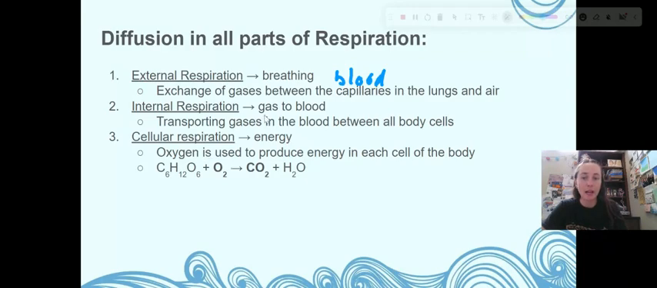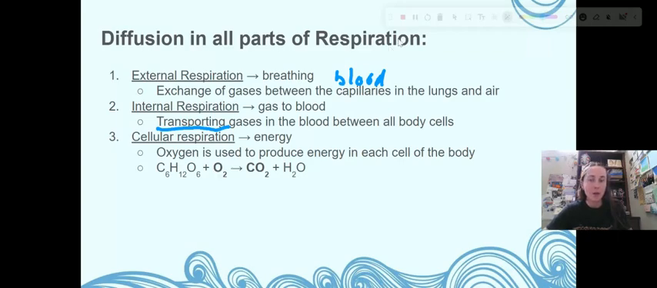We're also going to talk about internal respiration. So we are taking the gas in the blood and we're transporting it, right? So it's on its journey. We're going to drop it off at all of our cells so we can use that oxygen in all the cells of our body. And finally, on the deepest level, we're going to talk about how these gases are used in cellular respiration, which is how we get energy. So we're going to use the oxygen that we're breathing in to produce energy in each cell of our body.